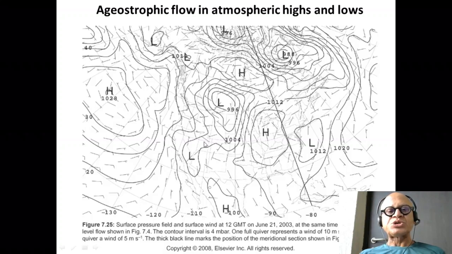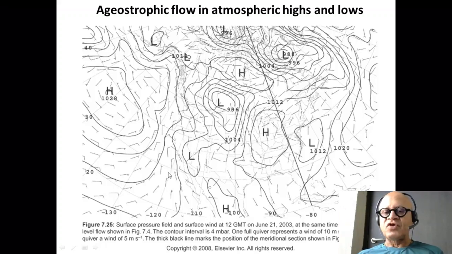Here the pressure contours are in 4 millibars, and one full quiver represents 10 meters per second and half a quiver, so you have a quiver here, for example, wind vector here. So you have a quiver which is 10 meters per second, and the wind would be flowing away from the quiver, right? So 10 meters per second, this is less than 10 meters per second, and so on and so forth. If you have more than one quiver, then the wind speeds are greater than 10 meters per second.